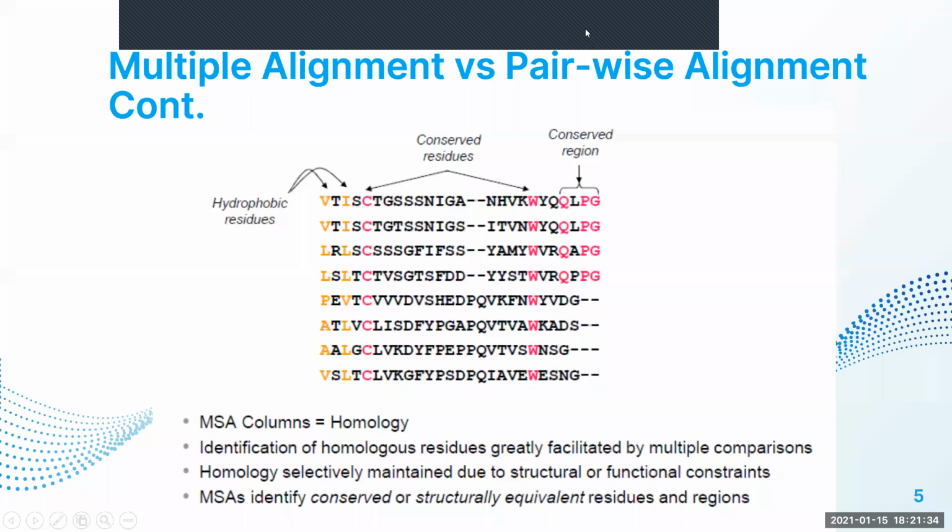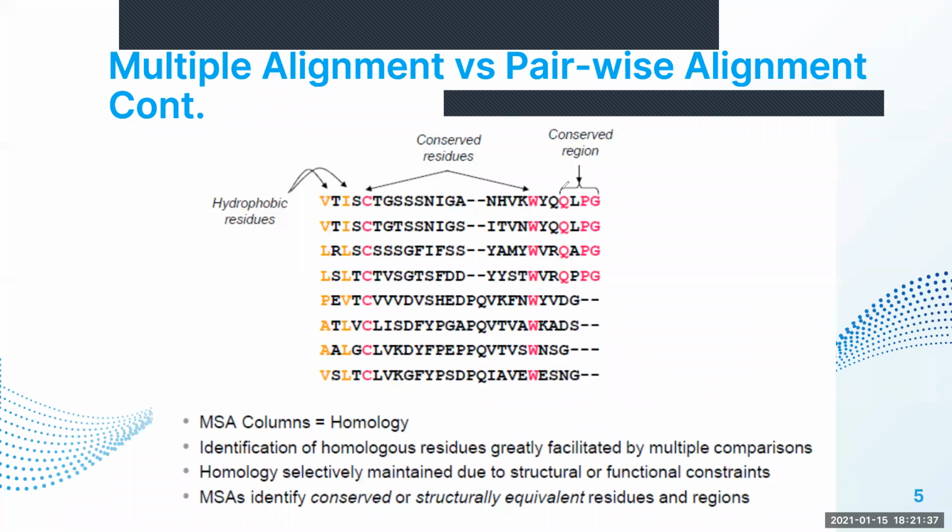So then, we call this, if we have something like this, right? If you consider these three sequences, we can see that the Q and the PG are conserved through all these four sequences. So we call this a conserved region. This conserved region means we can tell that there is some homology, some similarity between these sequences. Then we call these types of things conserved residues.